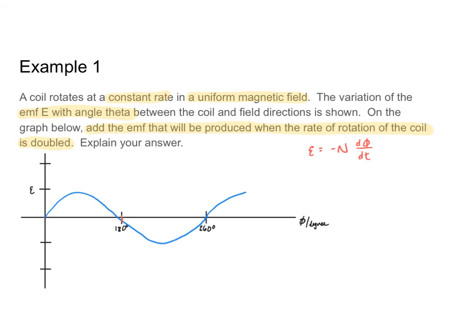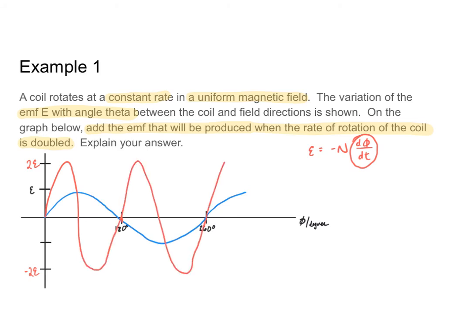Secondly, my coil is rotating faster. In fact, it is rotating twice as fast. So that means that d phi by dt, my change in magnetic flux over time, is also doubling. So what this means is that the amplitude of my graph is also going to double. So again, my period is halved and my amplitude is doubled. And that's going to give me a graph that looks something like this. And again, my graph is not perfect, but this is a pretty clear explanation of what is going on.